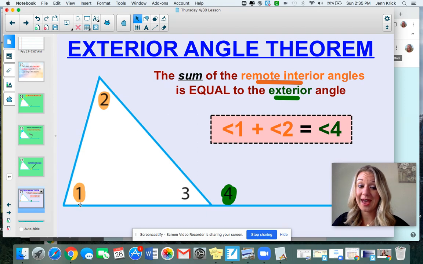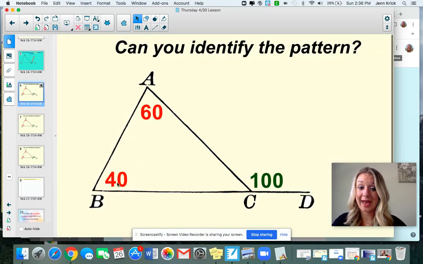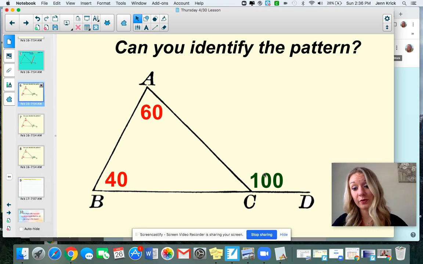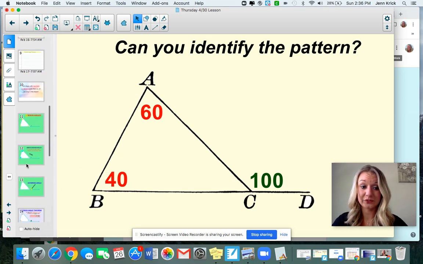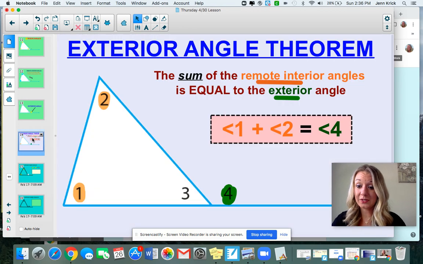We know that if we added together 1 and 2, it would be equal to the measure out here. We saw that in the pattern together too. We knew that when we added 40 and 60, it would equal the exterior angle. So that's all that the theorem says. Now we can use that to identify unknown angle measures.